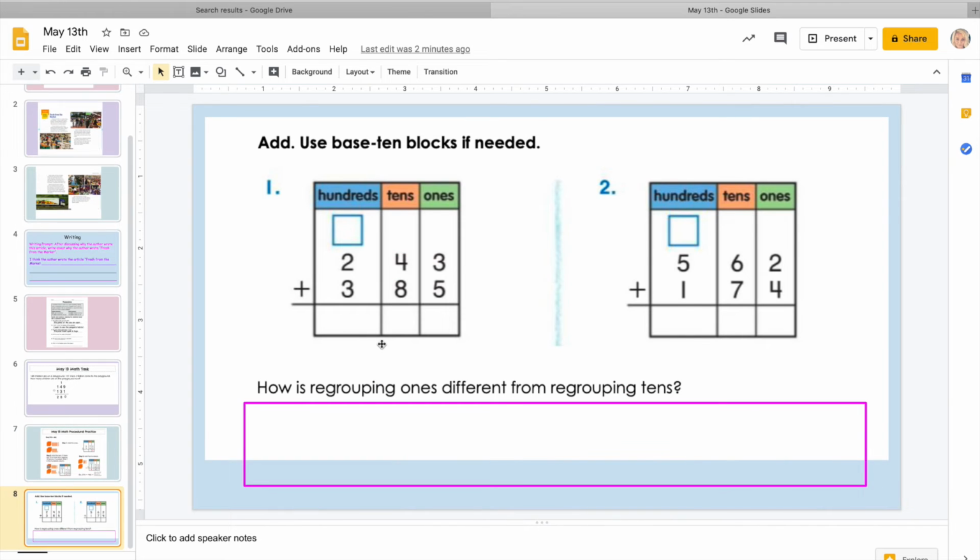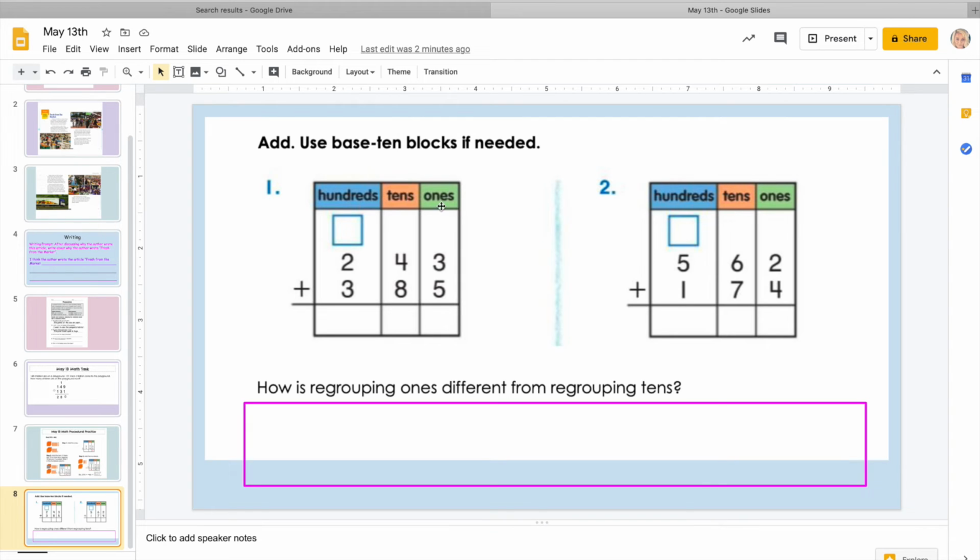Okay, so we have a couple to practice today. Use base 10 blocks if needed. Again, that is always an option. You can draw them out here and then cross them out to show the regrouping. Otherwise, let's go ahead and get started. Remember, there are the 3 steps.